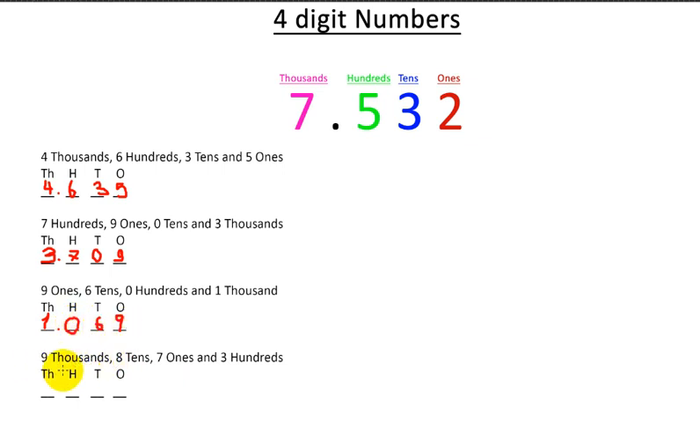Next, let's try that again. 9 thousands. So 9 would go here in the thousands place. 8 tens. Now careful. Tens is not here. This is the hundreds. So 8 needs to be put here. 7 ones, which goes here. This is 7. And 3 hundreds here. And this number would be read 9,387. Great. Let's move on.